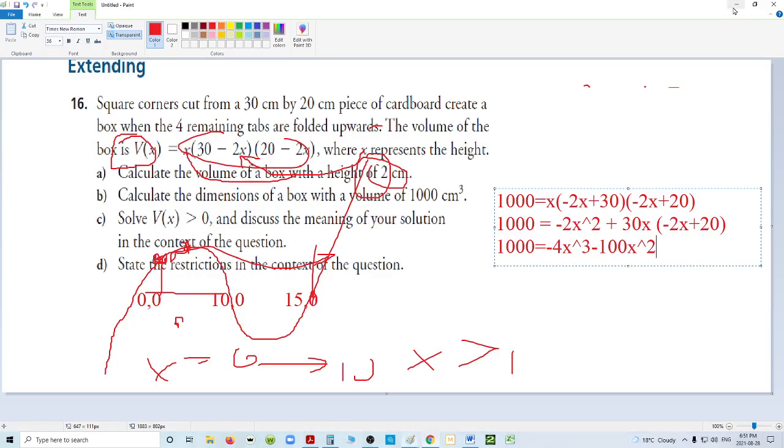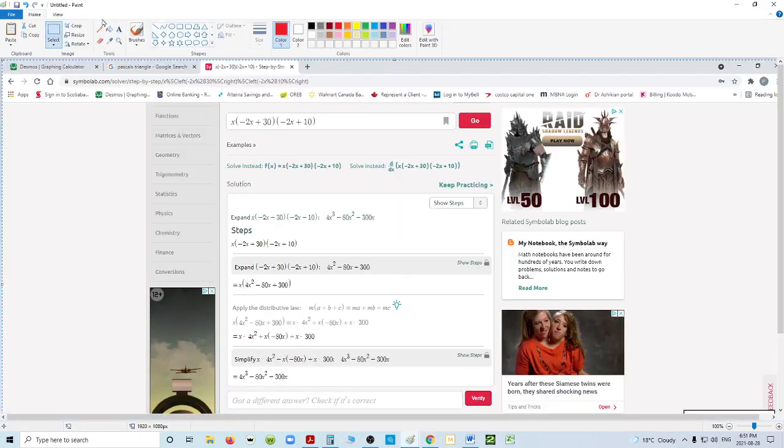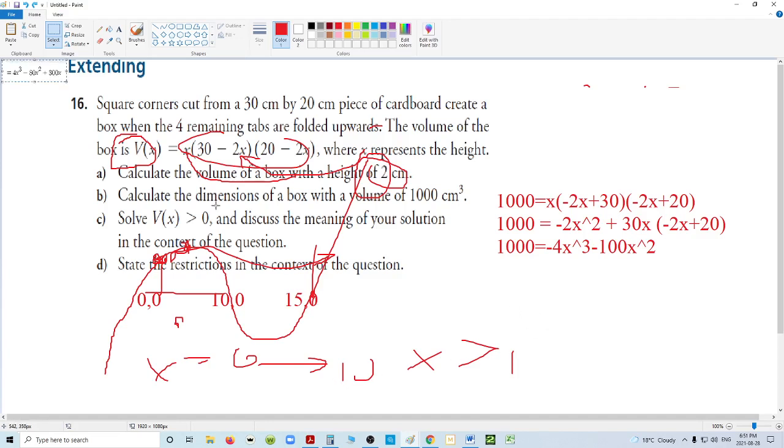Which I believe is close to what I had. Yeah, it is. I just didn't do the last expansion. And all of that is equal to 1,000. And if you get the 1,000 on to the other side, all of that is equal to 0.